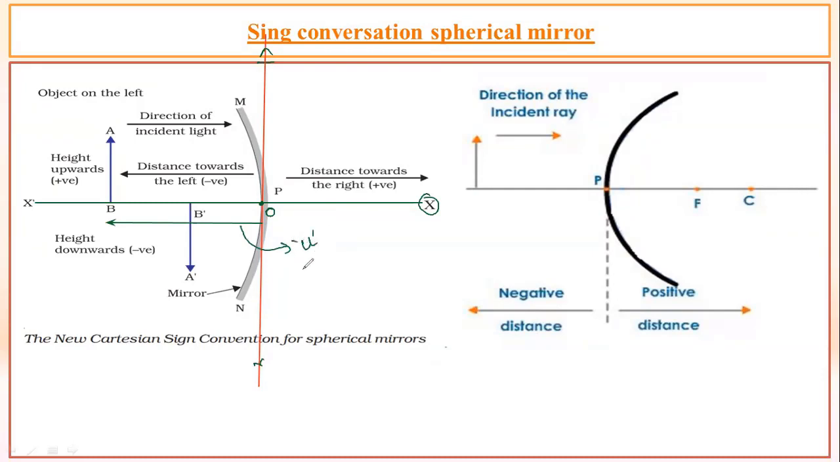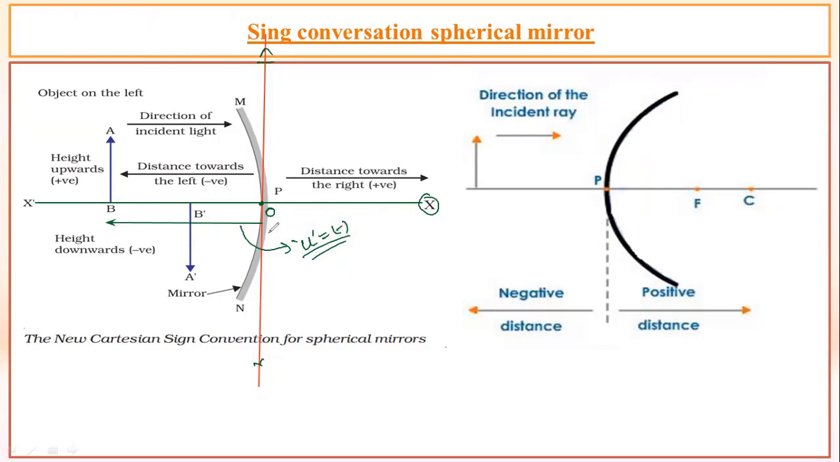We go for U, and as it is lying on X dash, it will be in the negative way. So whenever the object has been placed in front of the concave mirror on the left side, we will use this U as negative. Again, I'm repeating that you have to be very, very conscious about the sign, because if you are not using the sign correctly, you will not be able to solve the numericals properly.